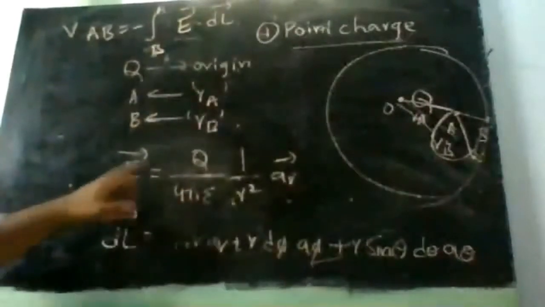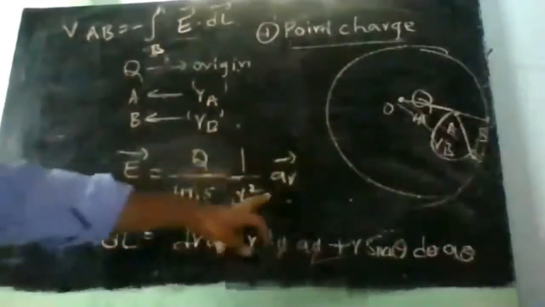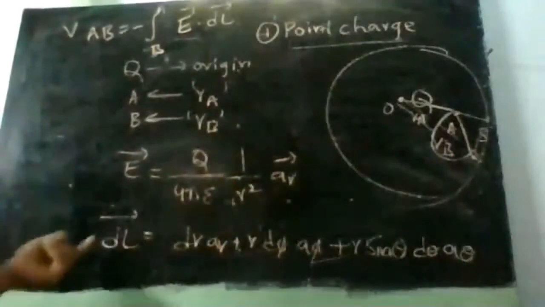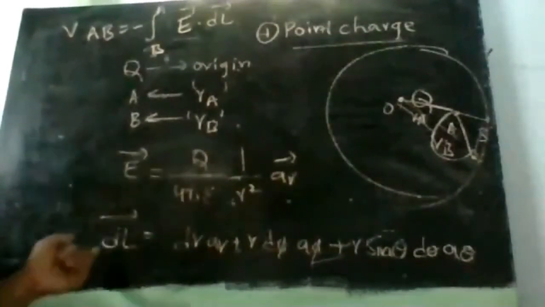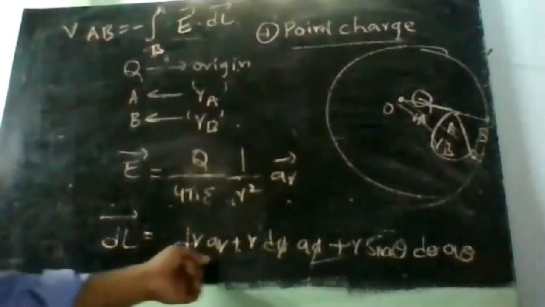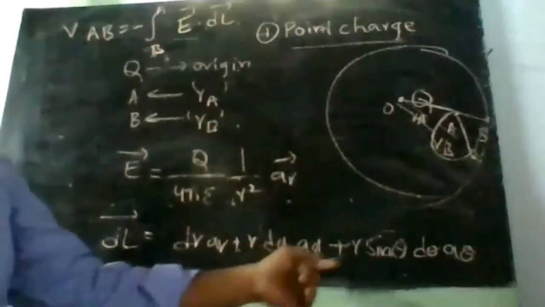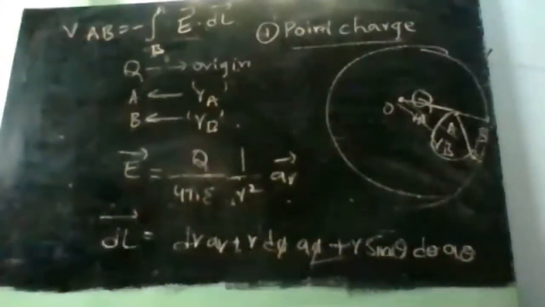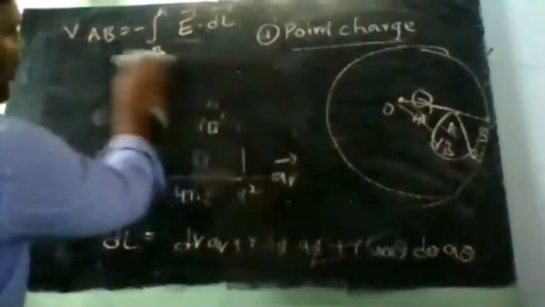E bar is equal to Q by 4 pi epsilon 1 by R square AR bar, and DL bar is equal to, this is the differential change in length in the spherical coordinate system. This can be given as DL bar is equal to dr AR plus R d theta A theta plus R sin theta d phi A phi. This is the expression for DL. Now let us take the dot product of these two.